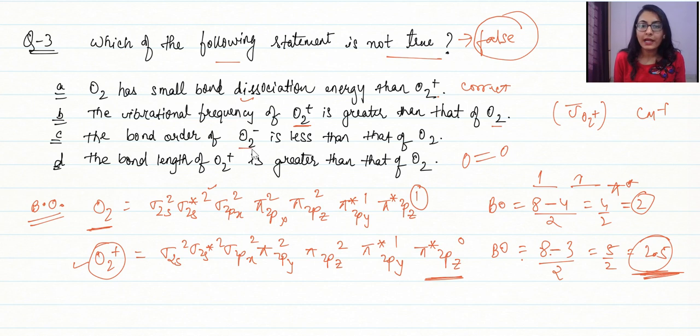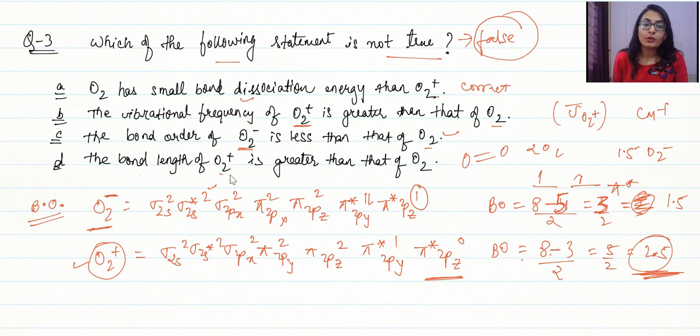The bond order of O2 minus is less than that of O2. Yes, it is correct. In the case of O2 minus, if I make O2 minus, then one extra electron is added into the anti-bonding orbital, so I have to put 8 minus 5, which means 3 divided by 2. So the value would be 1.5. So the bond order is 1.5 for O2 minus, and it was 2 for O2. So the bond order for O2 minus is less than that of O2. This is also correct.